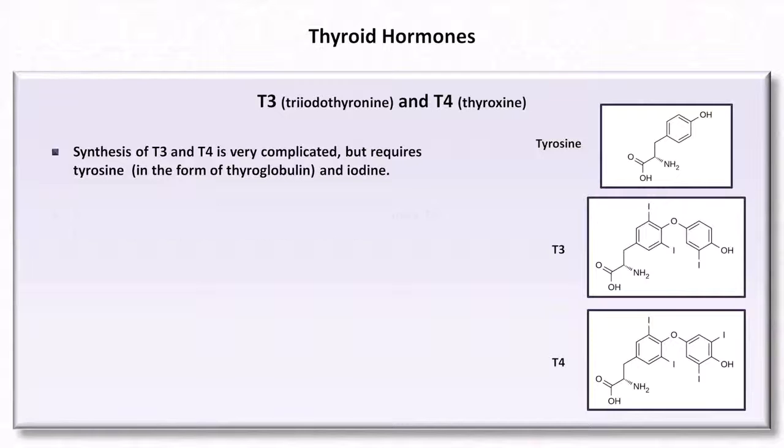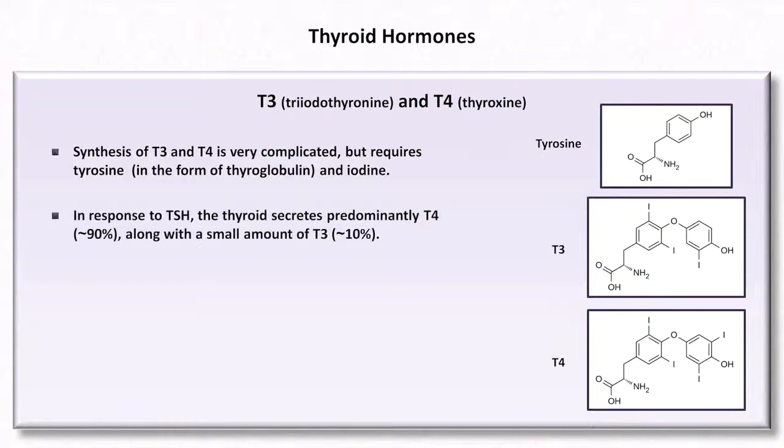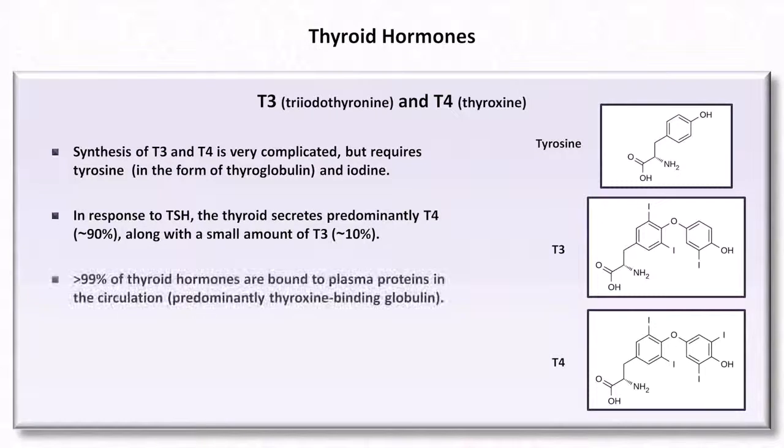In normal physiologic conditions, in response to TSH, the thyroid secretes predominantly T4 along with a small amount of T3. The ratio of T4 to T3 is about 90% to 10%. After they're released, over 99% of the thyroid hormones are bound to plasma proteins in the circulation. The predominant one is called thyroxine binding globulin, or TBG. Some is also bound to albumin, as well as a protein called transthyretin, so named because it's responsible for the transport of thyroxine and retinol.